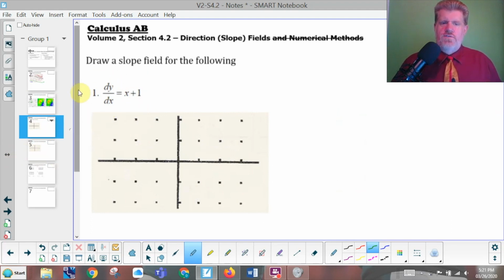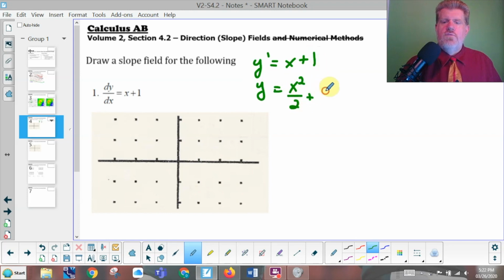We have dy/dx equals x plus 1. It's a first order differential equation because it has the first derivative in it. And this is actually something that we could solve. We could take the antiderivative of this, because really dy/dx is just y prime, isn't it? So if y prime equals x plus 1, and I asked you to tell me what the antiderivative was, well, the antiderivative of x would be x squared over 2. The antiderivative of 1 would be x, and we don't know where it starts, so we call it plus c. So in this particular case, it's a parabola.